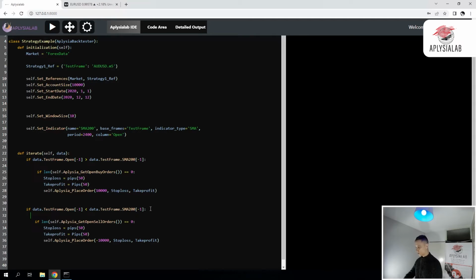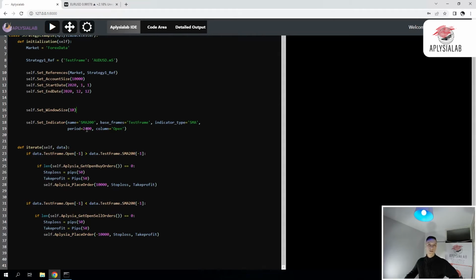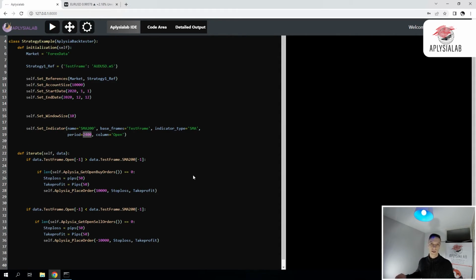I actually prefer the space there. Just going to double check that it looks okay. Okay, so we're going to do Aussie dollar, 5 minute, and we're going to do a year, right? Start of 2020 to the end of 2020. And again, since this is 5 minute, we'll use 2400 period. So that's the same as a 200 on the 1 hour. Okay, so we're going to run this and we're going to see the results. All right, so we'll come back when this is done.